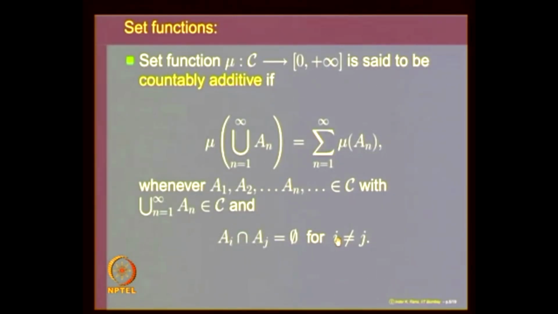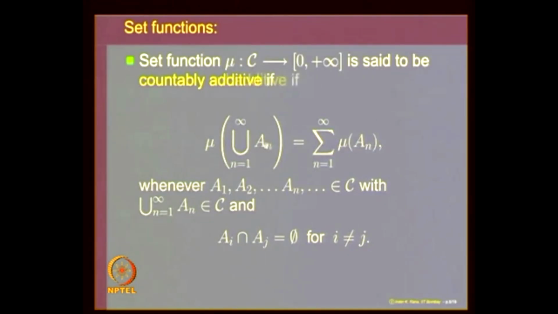So countable additivity is a property about a sequence of sets A1, A2, ..., An and so on in C which are pairwise disjoint and their union is an element in C. Then we want for any such sequence of pairwise disjoint sets, mu of the union must be equal to the summation of mu of A_n, n equal to 1 to infinity.